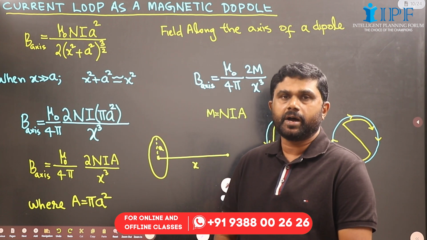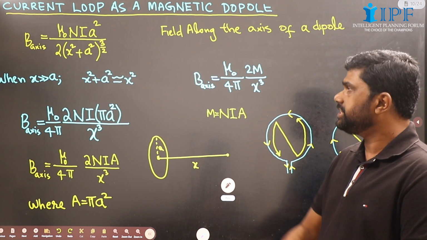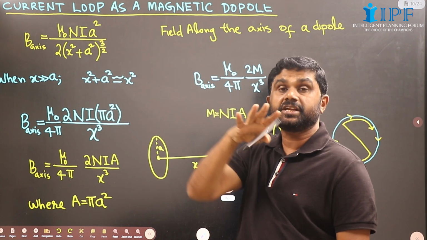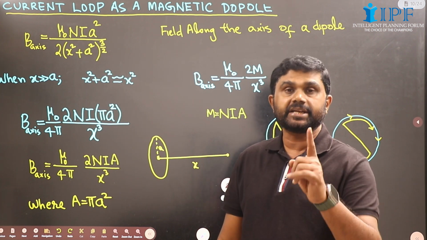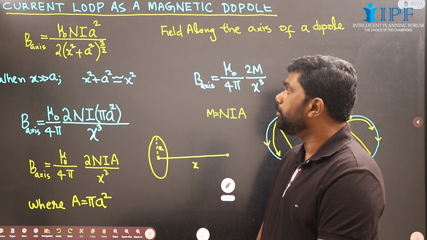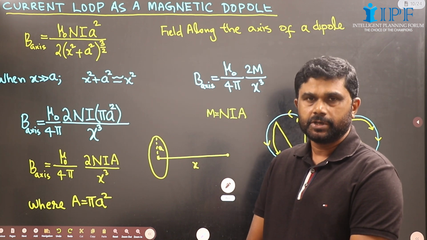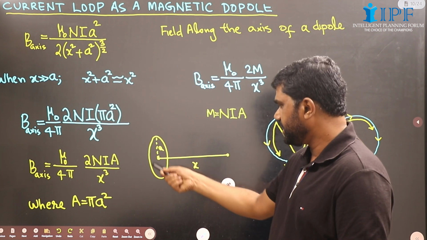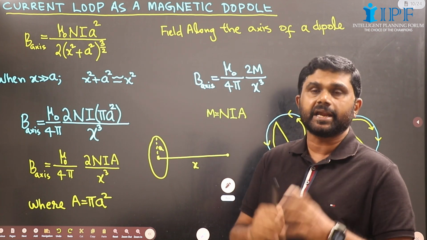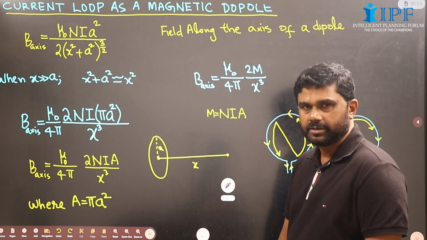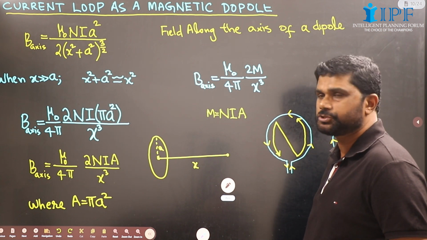Now, current loop as a magnetic dipole. This is the expression for the intensity of magnetic field along the axis of a current loop at a distance x from its center: mu 0 Ni a square divided by 2 times (x square plus a square) whole raised to 3 by 2, where a is the radius of the loop. Here is the loop, and I have shown only one turn. If there are capital N turns, the magnetic field at this point will be mu 0 Ni a square divided by 2 (x square plus a square) whole raised to 3 by 2.